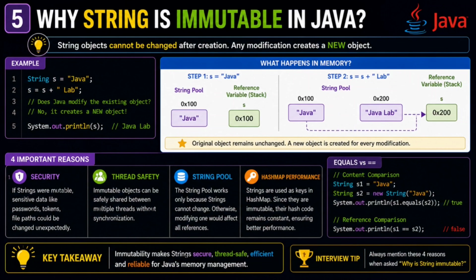And fourth, HashMap performance. Strings are commonly used as HashMap keys. Since their value never changes, their hash code remains stable. That's critical for fast lookups.